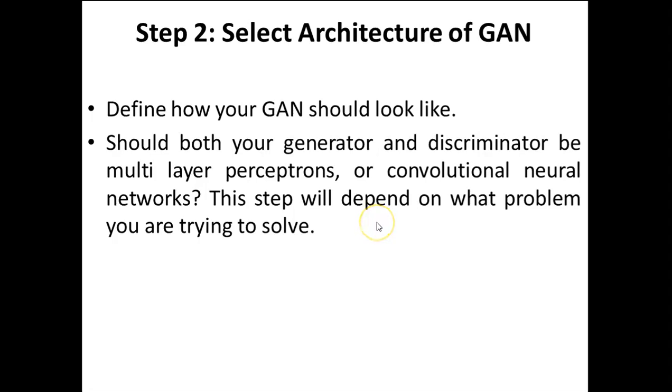Step 2 is to select the architecture of the GAN. Define how your GAN should look. Should both your generator and discriminator be multi-layer perceptrons or convolutional neural networks? This step will depend on what problem you are trying to solve.